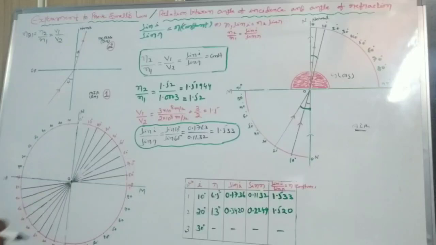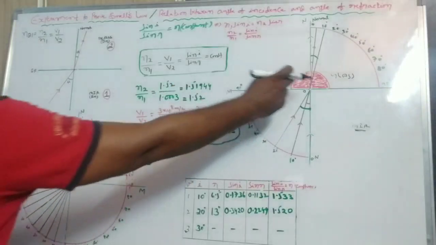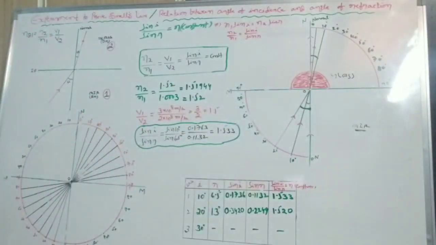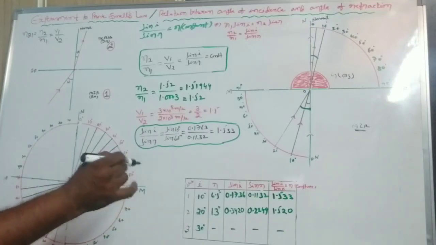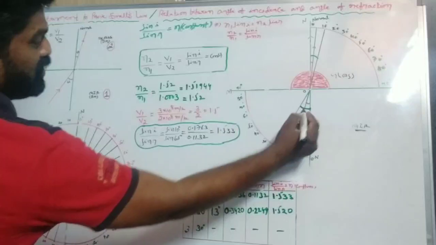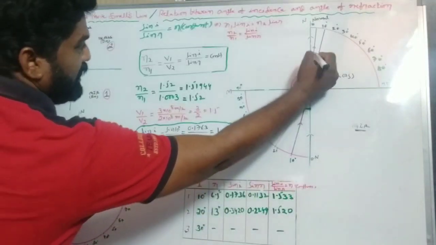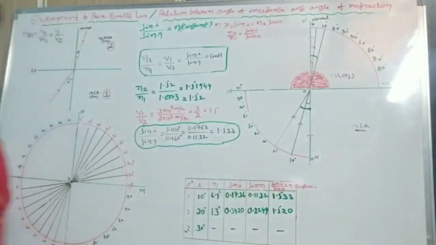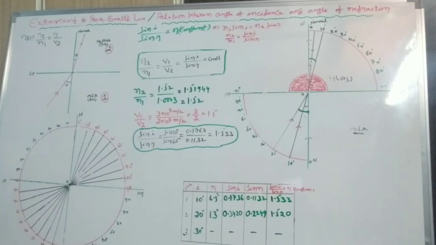So in each and every case, note the corresponding angle of refraction. Find sin I and sin R for every I and R, and note down the values in a table, right?